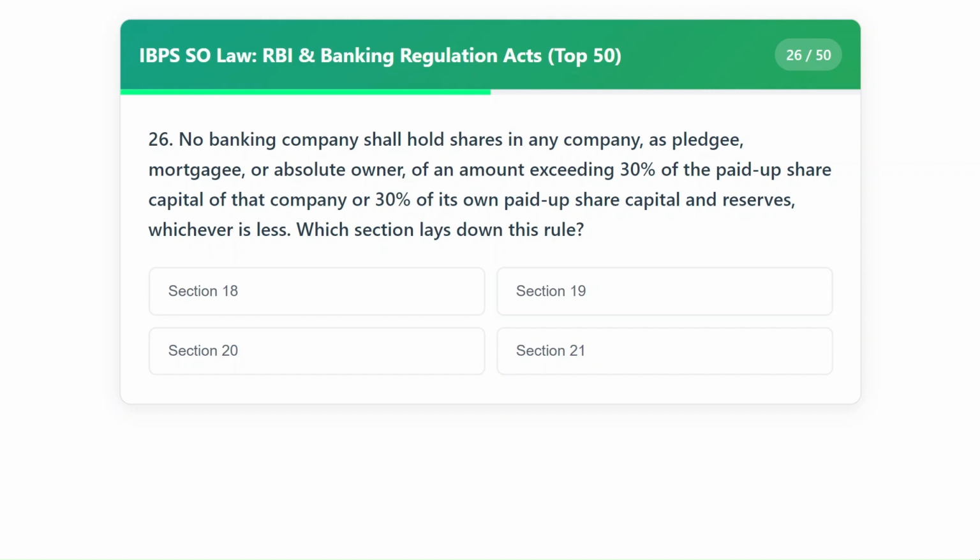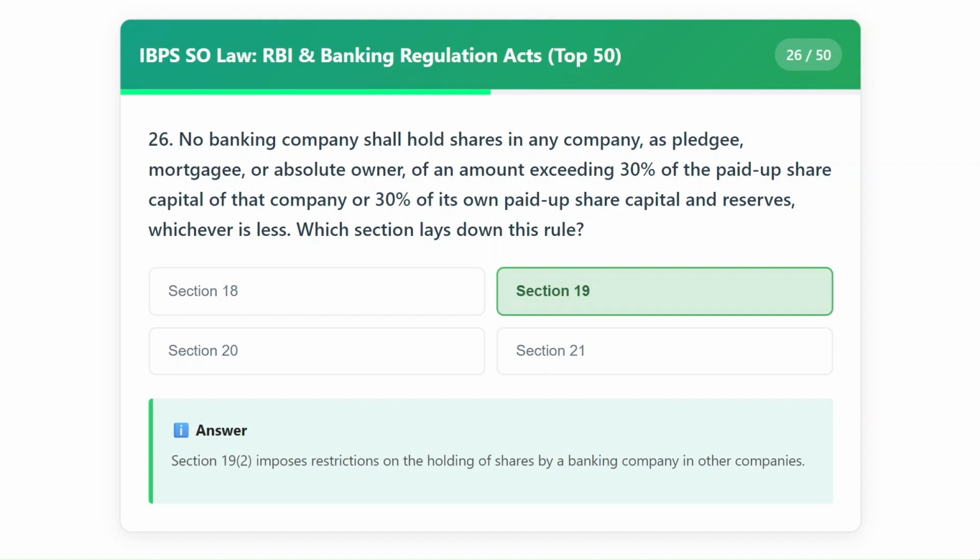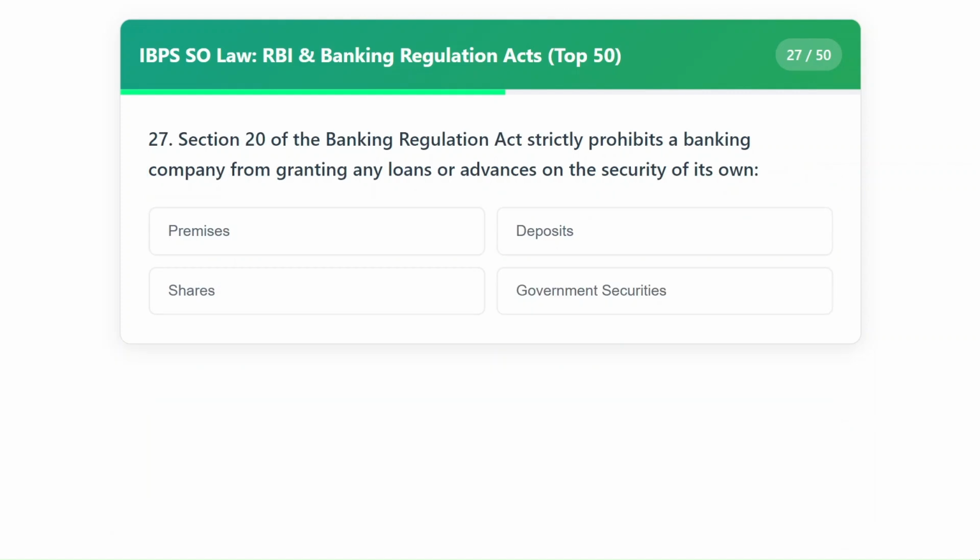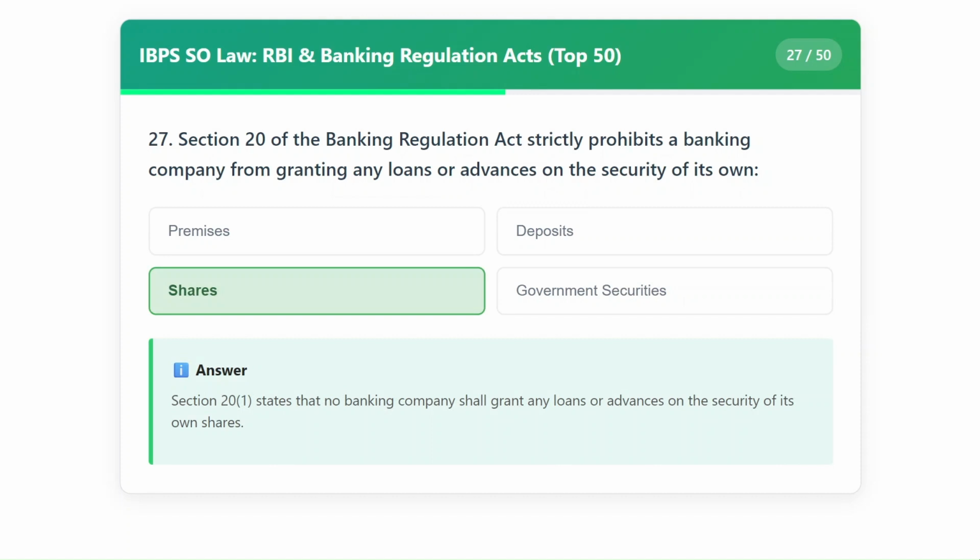No banking company shall hold shares in any company as pledge, mortgagee, or absolute owner of an amount exceeding 30% of the paid up share capital of that company or 30% of its own paid up share capital and reserves, whichever is less. Which section lays down this rule? Section 19. Section 20 of the Banking Regulation Act strictly prohibits a banking company from granting any loans or advances on the security of its own shares.